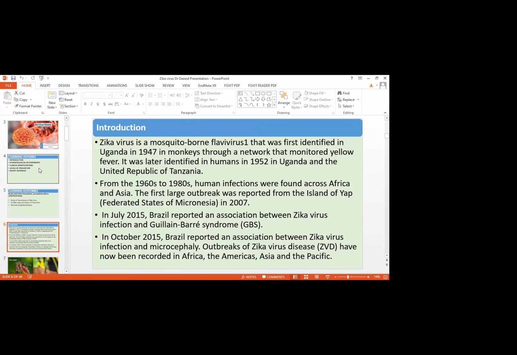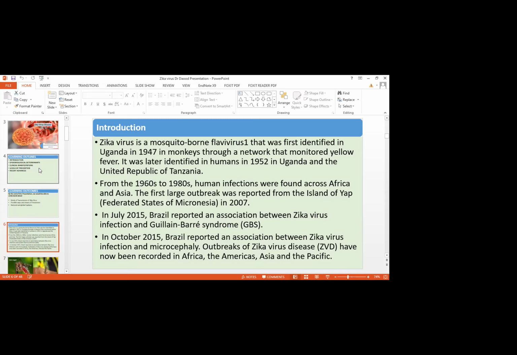Zika virus was first identified in 1947 in the Uganda forest. It's a mosquito-borne flavivirus. It was identified while yellow fever was being monitored. Later on, it was identified in humans also, in 1952 in Tanzania. From the 1960s to the 80s, human infections were found across Africa and in Asia. The first large outbreak was reported from the island of Yap, Federated States of Micronesia, in 2007.